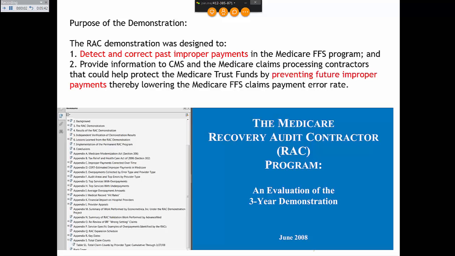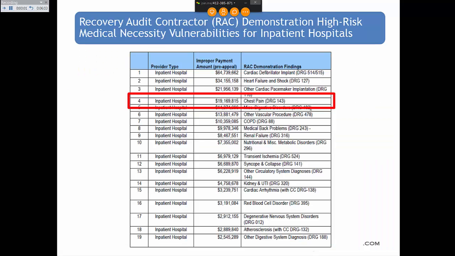Now, when the RAC demonstration project started a long time back, the idea was to detect and correct past improper payments. And the other objective was to prevent future improper payments. So this is more than a 200-page report that they came out with in June 2008, still very valid to this day. The reason I say that is you see number 4, that is the improper payment amount for the DRG 143 or chest pain, and that's where our topic is today.